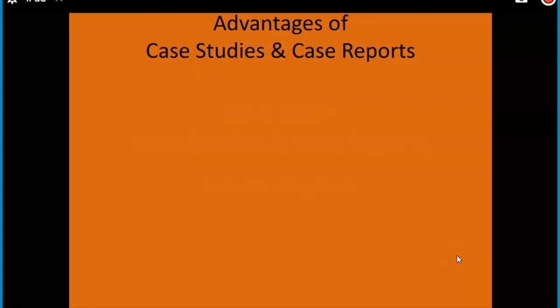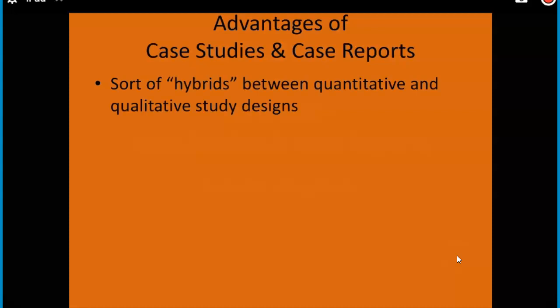in the clinical field. To start it off, case studies and case reports are kind of like a hybrid in terms of methodology. They're sort of somewhere in between a quantitative and qualitative study design. Particularly a case study, it's hard to pinpoint to either one because they take elements of both. But they serve as great educational tools.